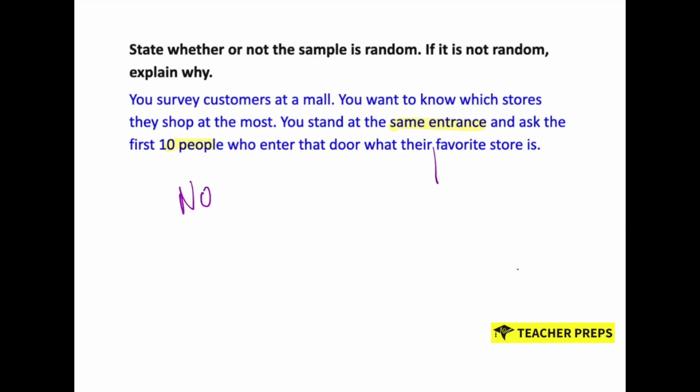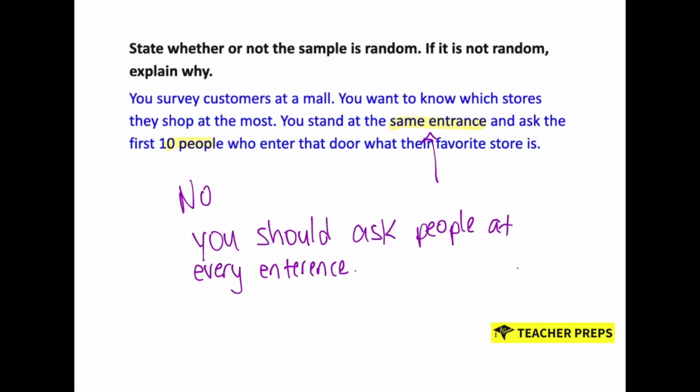Why is this not a random sample? The key here is that you stood at the same entrance of a mall. This could be biased because all those people might be going to the store right at that front entrance. Therefore, you might be missing people who are going to the other side of the mall to enter the stores at that side of the mall. So if you wanted to conduct a survey, you should ask the same amount of people at every entrance.